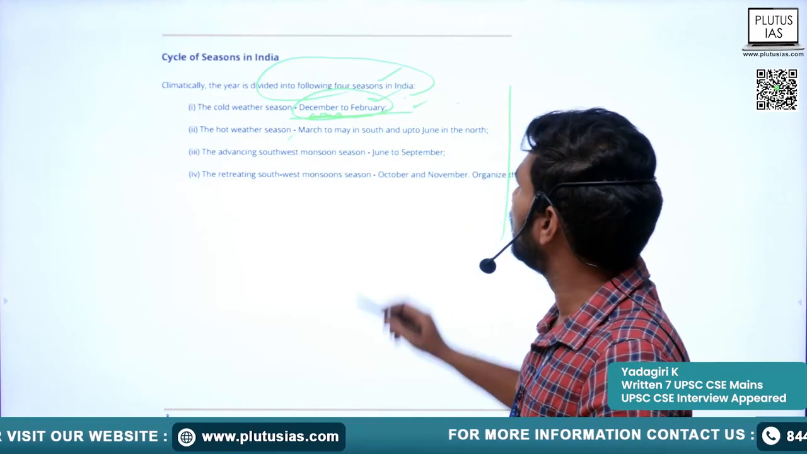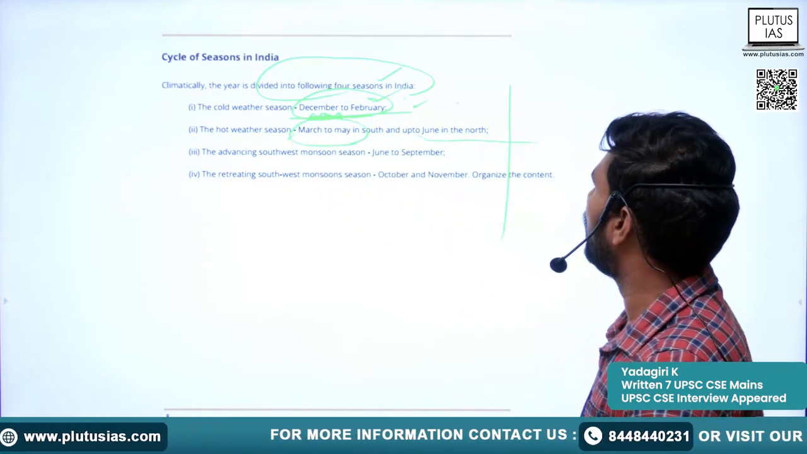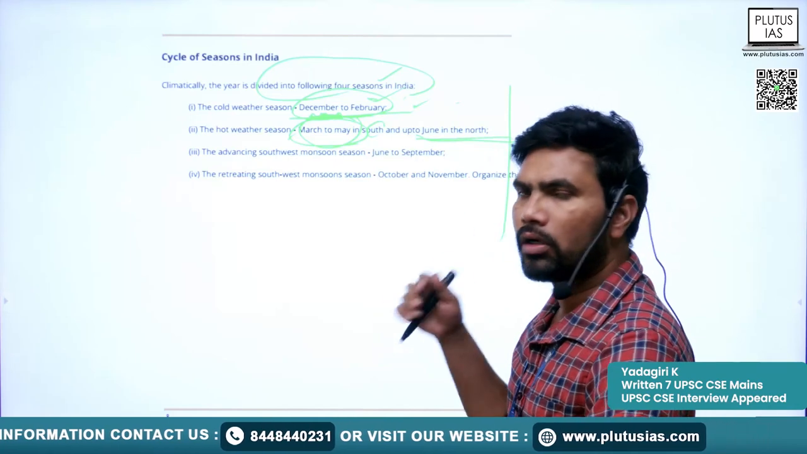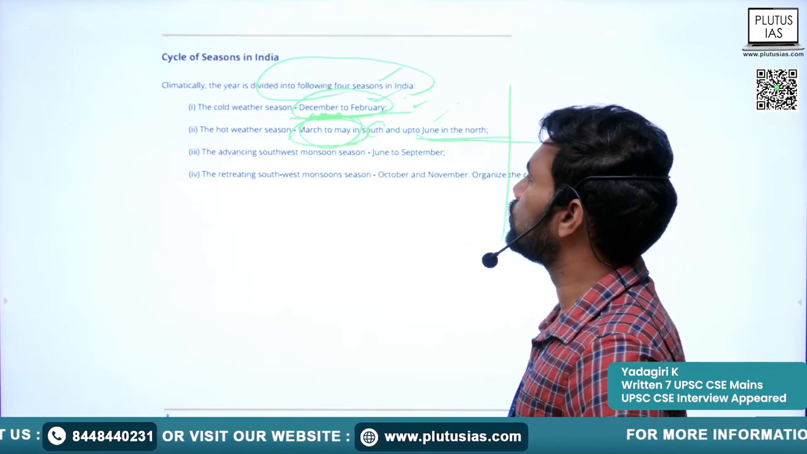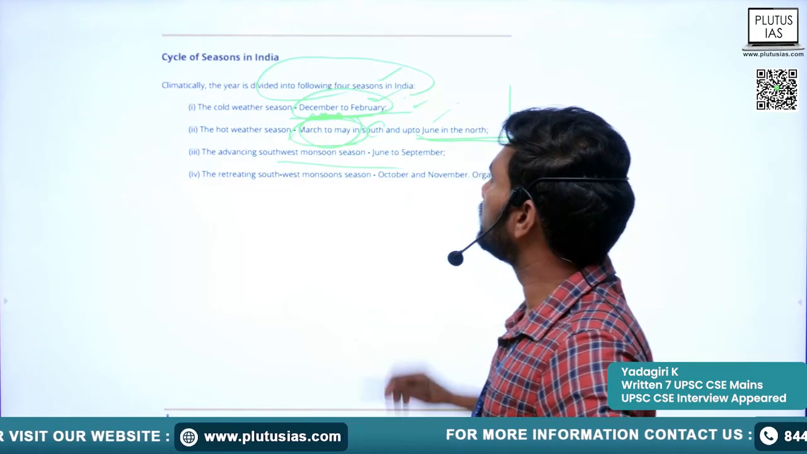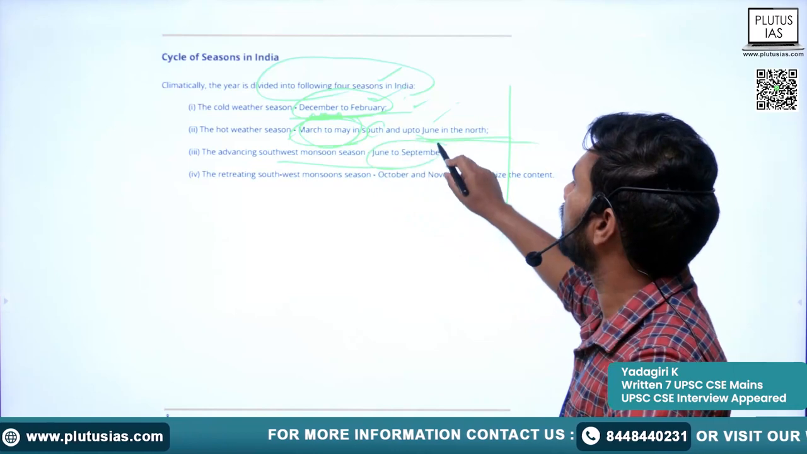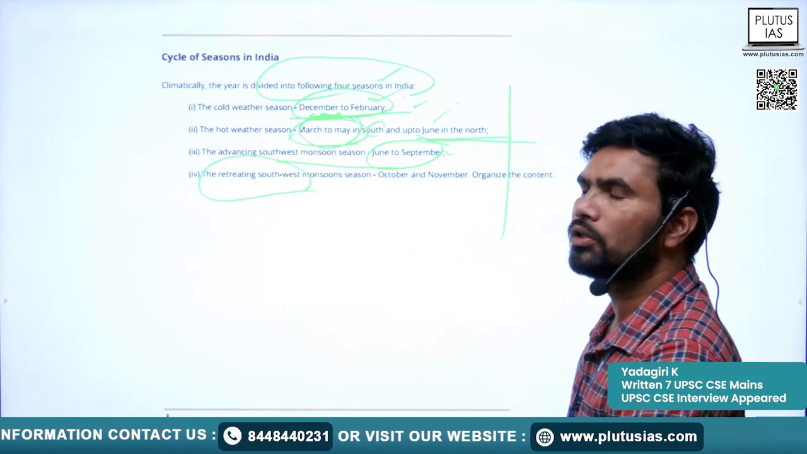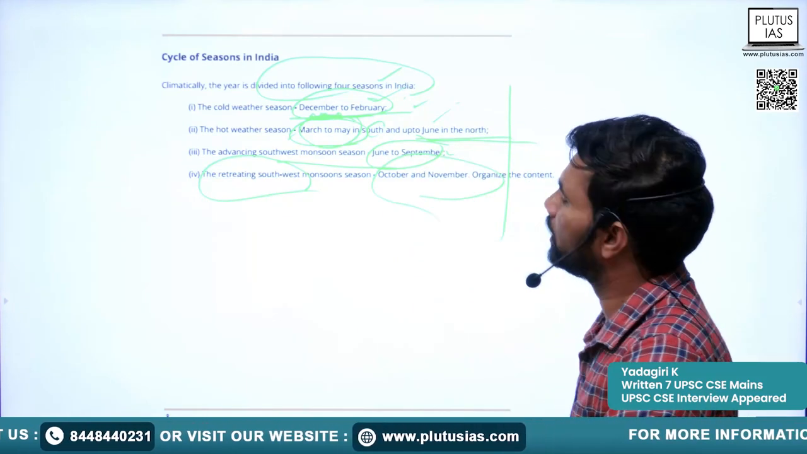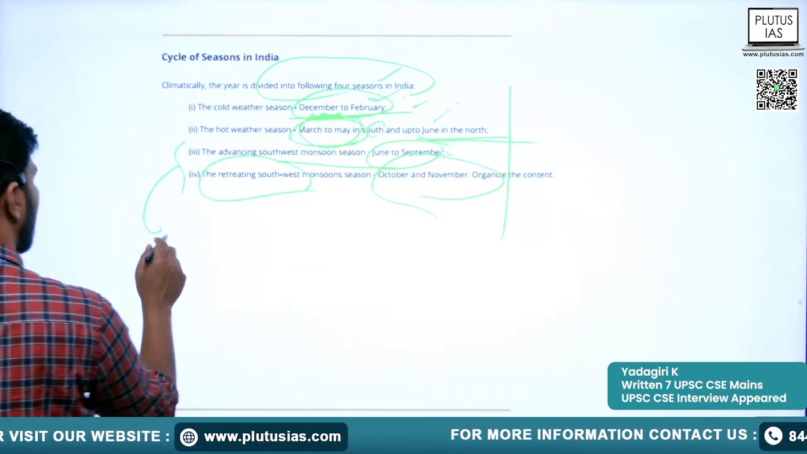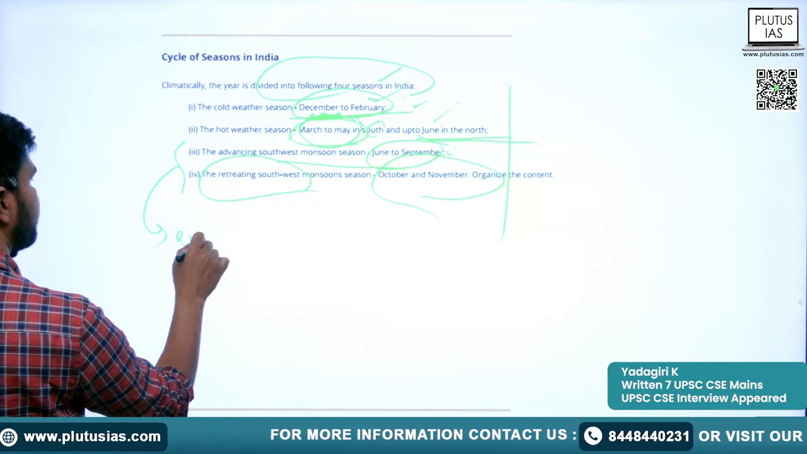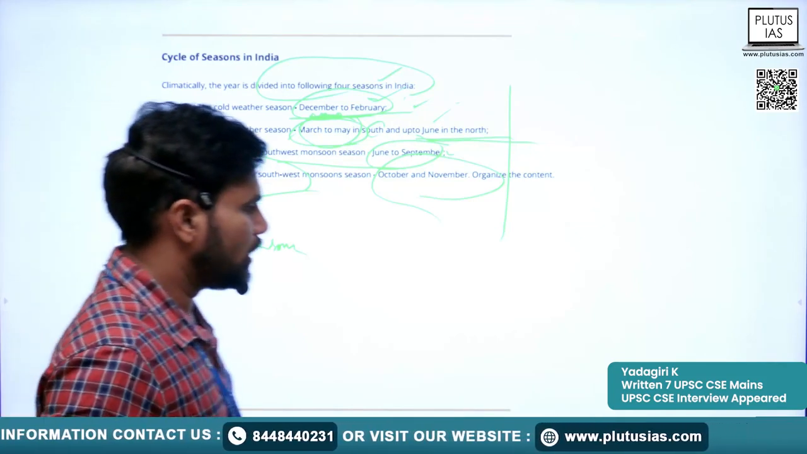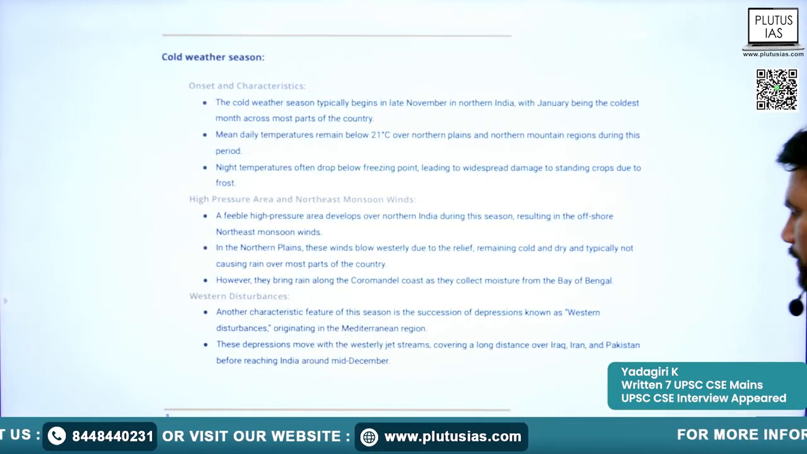Next is the hot weather season. It is March to May. In south we can see it from March to May, and in northern India we can see these conditions till June also. Next one is the advancing southwest monsoon season. This we can see in the months of June to September. Next one is the retreating southwest monsoon season. It is generally seen during October and November. These two seasons combined, we know them as the rainy season. So these are the four major climatic seasons.